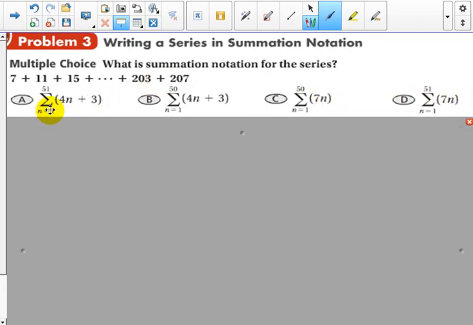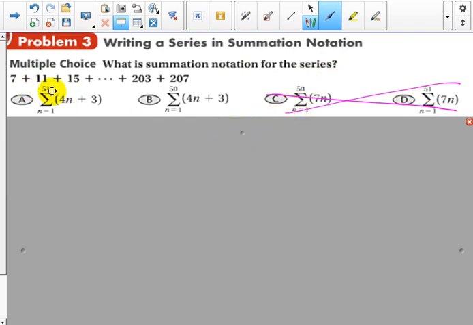Well, what about the next term? Test that. So now when n is equal to 2, we're going to say 4 times 2 plus 3. So 8 plus 3 would be 11. That's correct. Same thing here, 4n plus 3. Now what about this one here? When n is equal to 2, you're going to have 7 times 2, which is 14. So that puts both of these out. That doesn't hold true by the time you get to your second term.